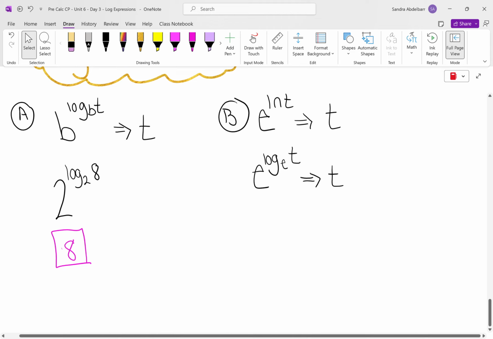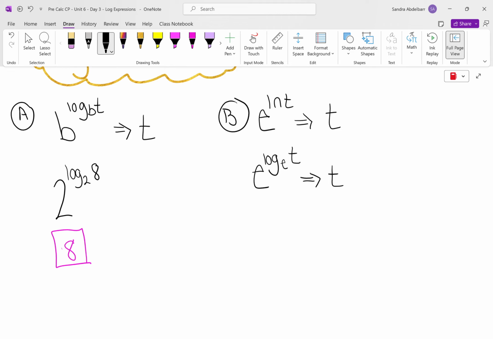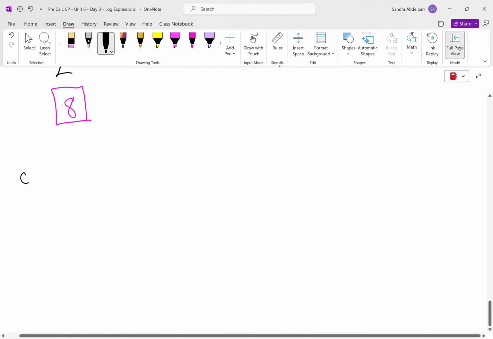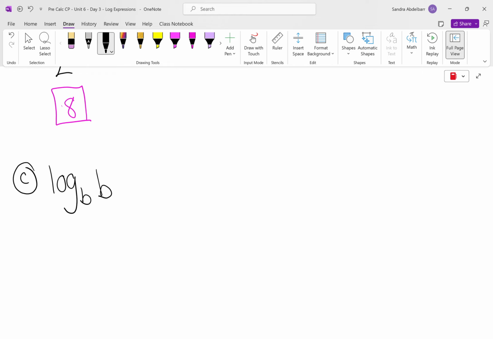Why are there so many letters? Wait, I'm confused how we're getting from the first one to the second one. Remember, ln is log base e. Okay, that's cool. You're not going to be confused when we do problems. I'm just writing out the rules right now.